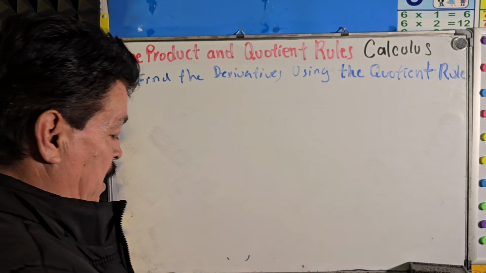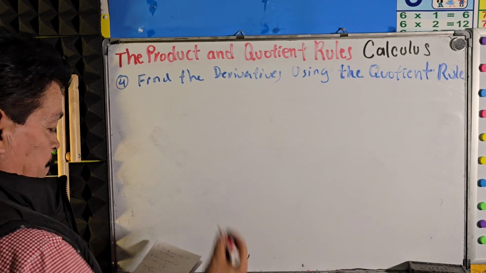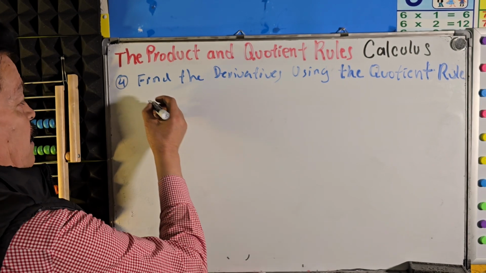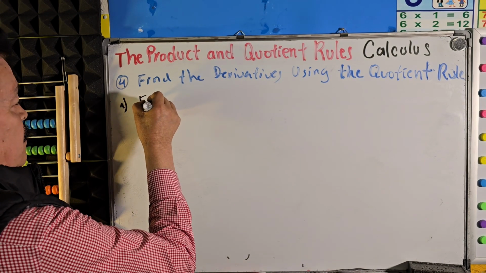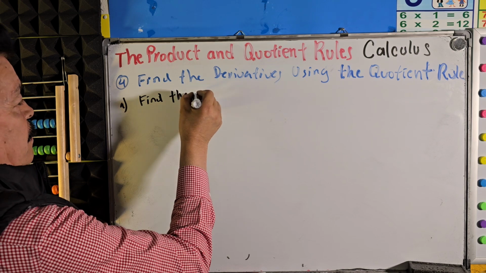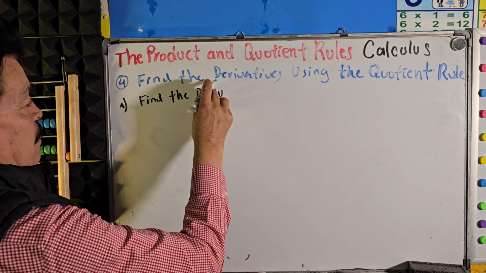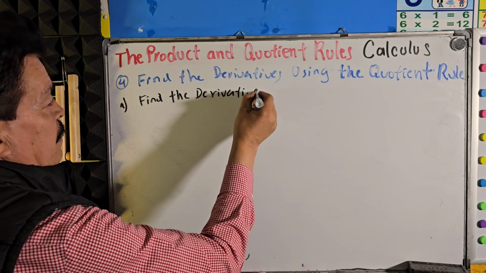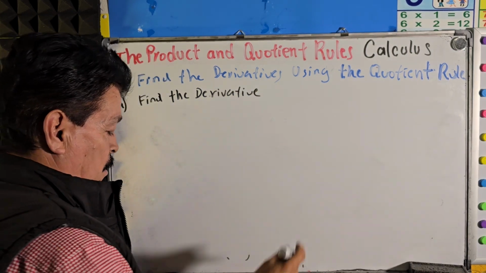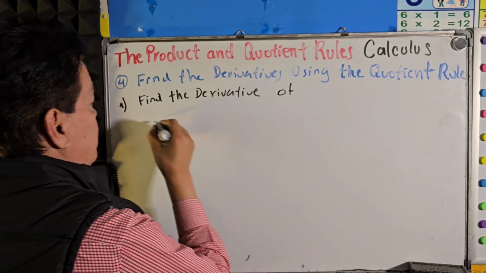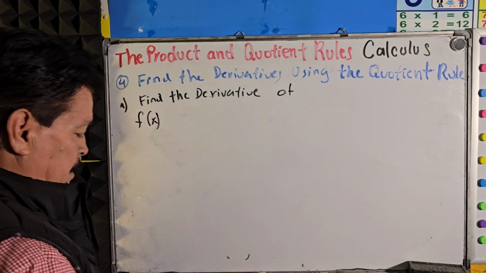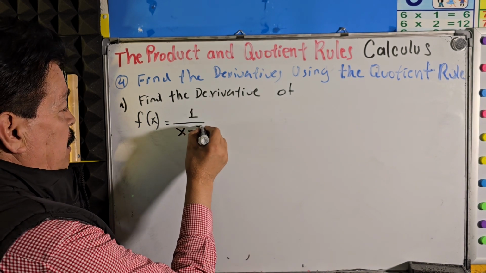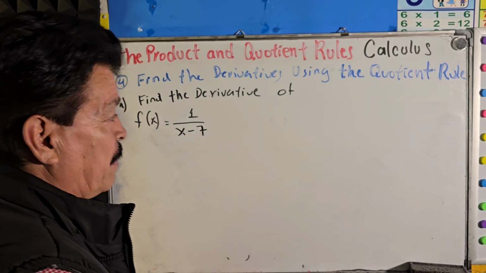All right, we have to remember this. But let's write the problem. The problem is find the derivative of f of x equals 1 divided by x minus 7. Right? This is our problem.